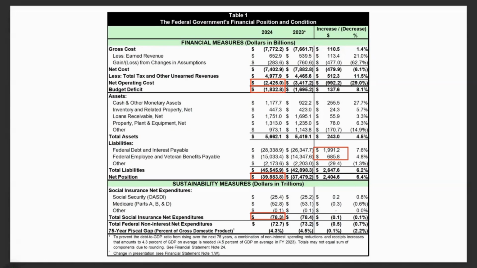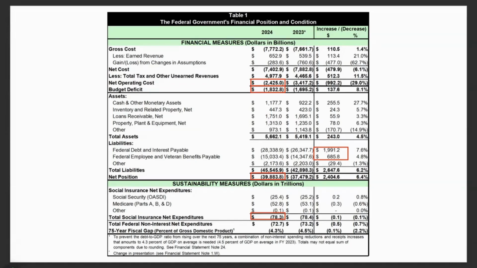So the next box includes assets and liabilities. And this is a very unusual summary. The assets, the United States has 5.662 trillion of assets, but I don't believe this number because it doesn't include many of the US government's assets, such as the millions of acres that the United States owns. Those aren't carried as an asset at all. The liabilities, total liabilities are 45.5 trillion.